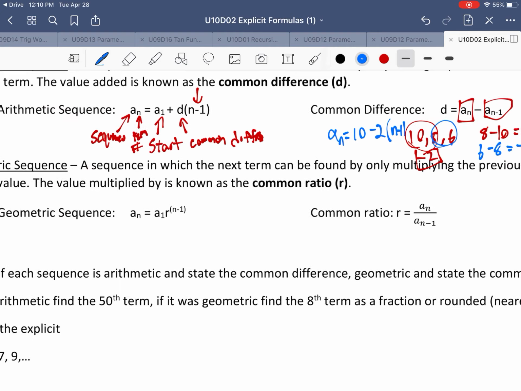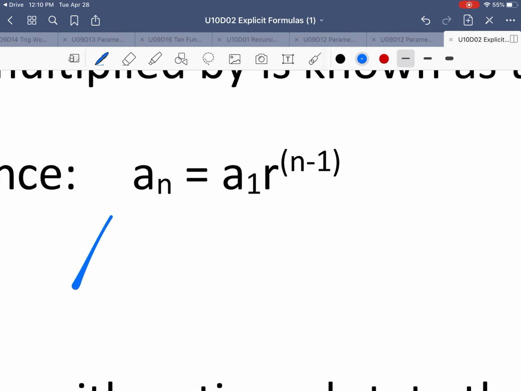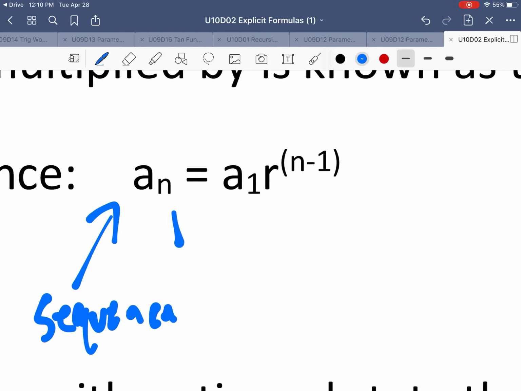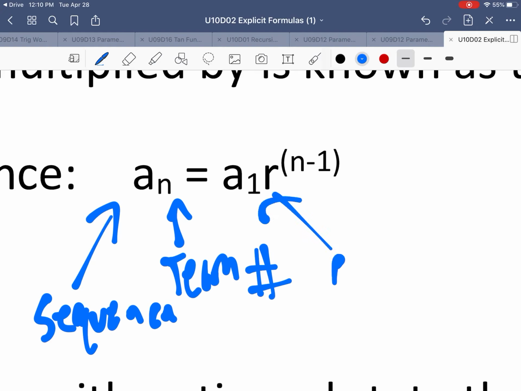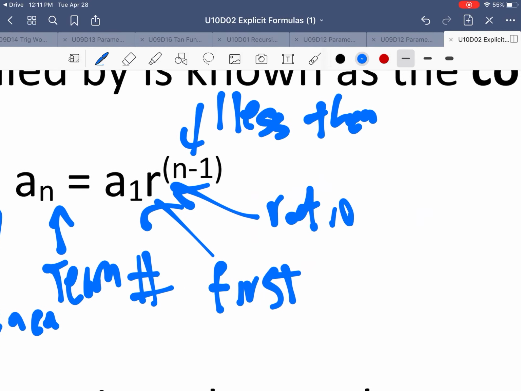For a geometric sequence, which means I'm multiplying by the same number over and over again, these things have the same meaning. This is just the sequence, but n means the term number. This is the first term. r is the common ratio. And this is just one less than the term number.